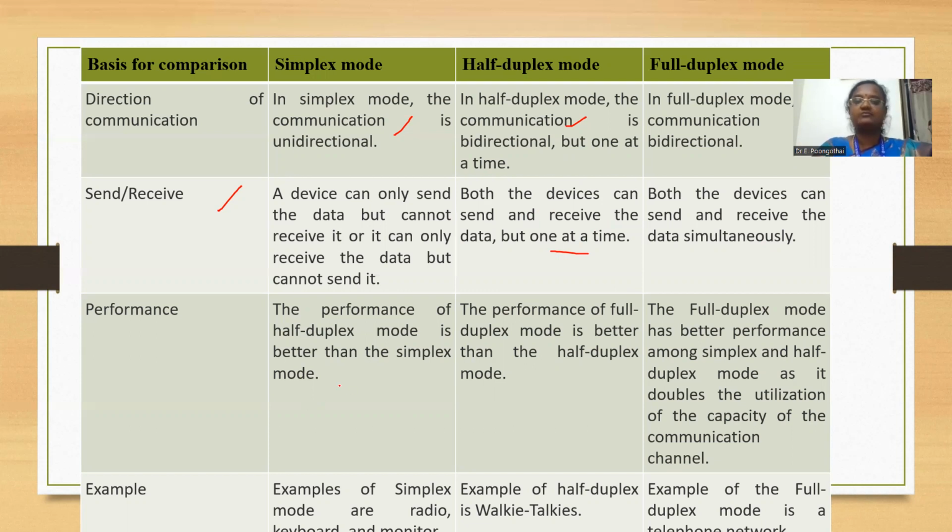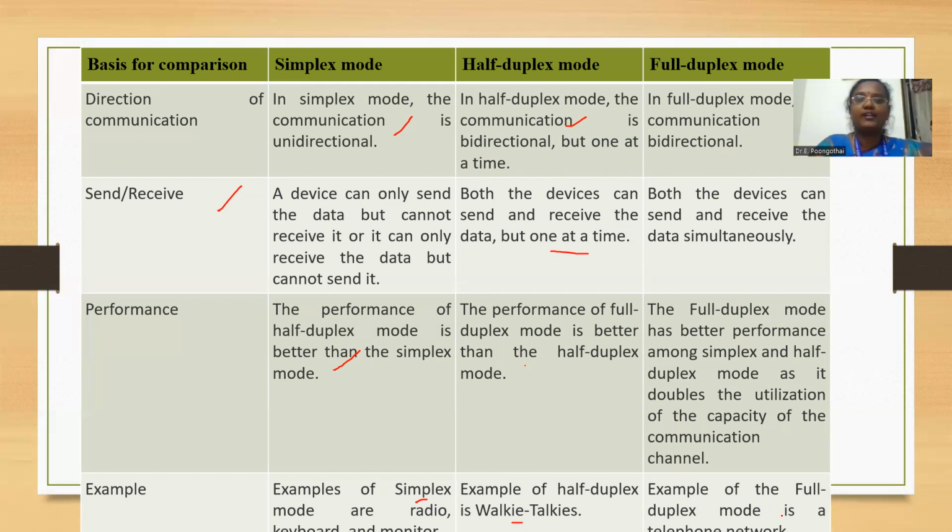When you are comparing the performance of all the duplex modes, the performance of half-duplex mode will be better than simplex mode. So this will be much better than simplex. Full-duplex mode has the best performance. We all know that. And the examples: for simplex mode, as I said, radio; for half-duplex mode, walkie-talkies; and the example of full-duplex mode is a telephone network.